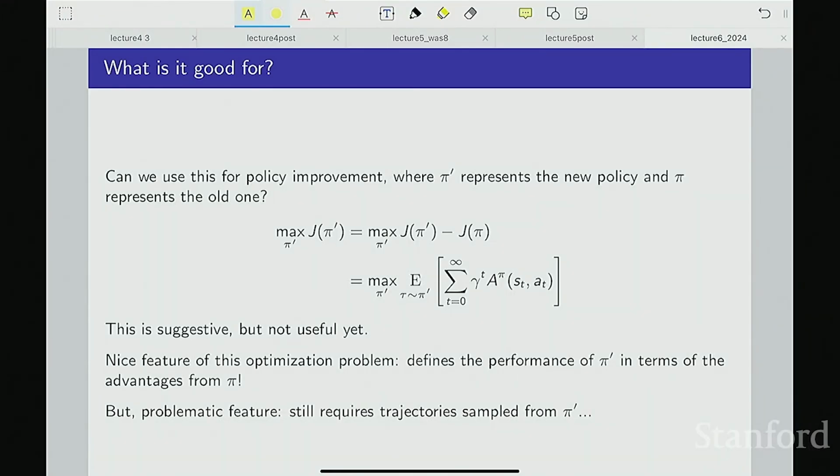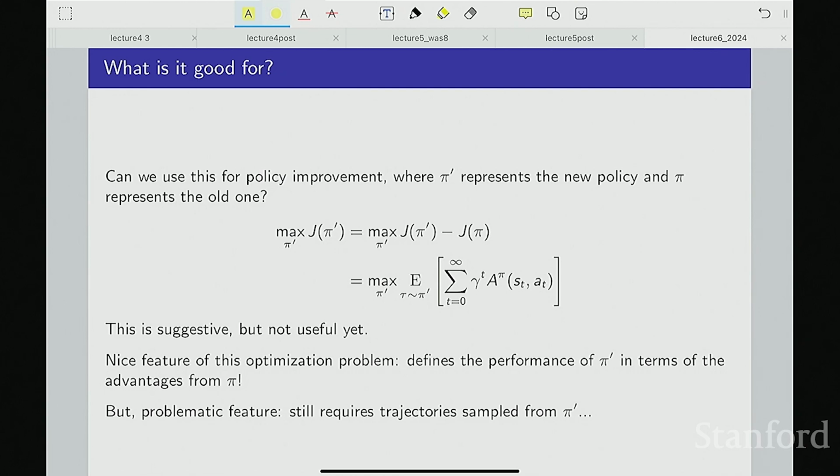So the nice thing is it's going to define the performance of pi prime in terms of advantages from pi. Okay, so that seems good, but the problem is this still requires trajectories sampled from pi prime. You could think of pi as the policy we have right now, and maybe we can estimate the Q function for it, we can estimate its advantages. And now we want to figure out how good this new policy we might take would be. But the problem is we don't have any trajectories from the new policy, we only have data from the old policy. So we really want to get to something where we can estimate how good pi prime is using data only from pi. That's our goal.